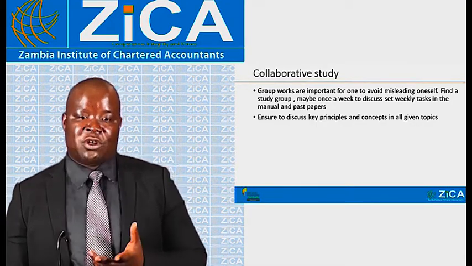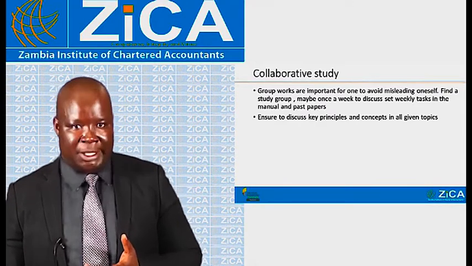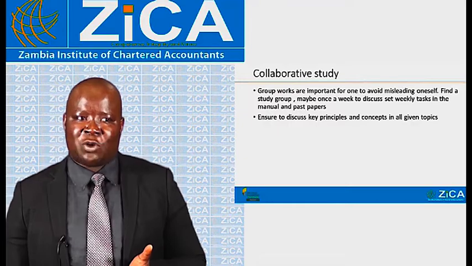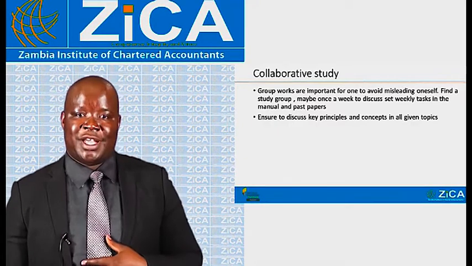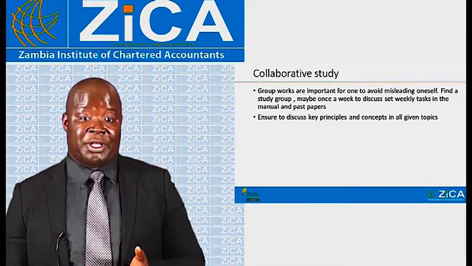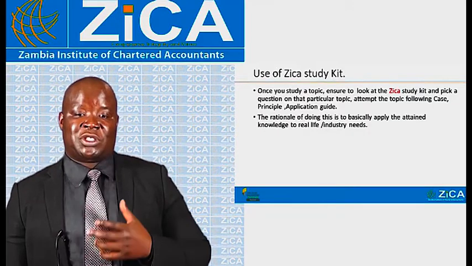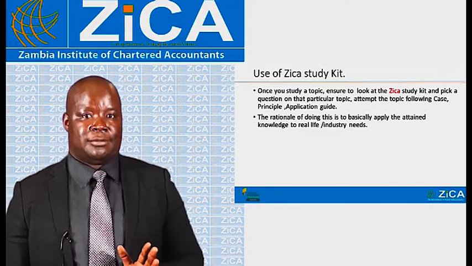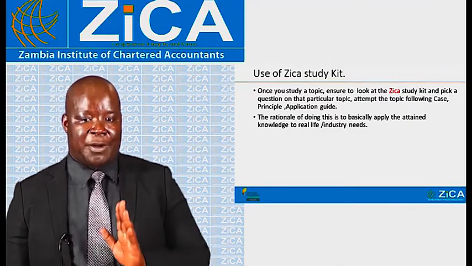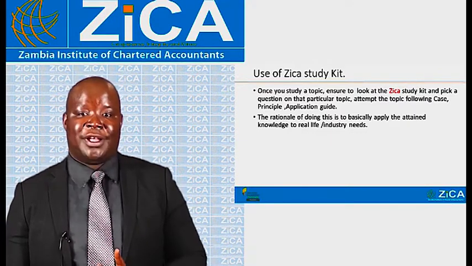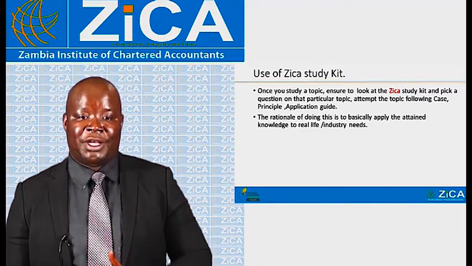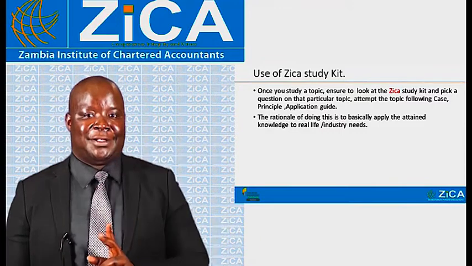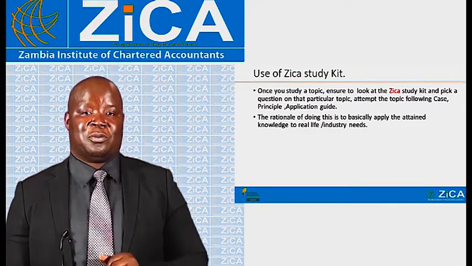With the advent of technology, you may not necessarily need to meet. You can use Zoom or Google Meet as colleagues who are studying this course, and have some discussions over a topic. Once you study a topic, like I said, ensure to look at the study kit. Pick a question on that particular topic and attempt it following the principle application guide. By so doing, you'll be good to go.